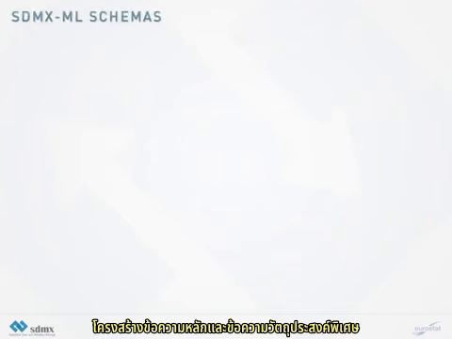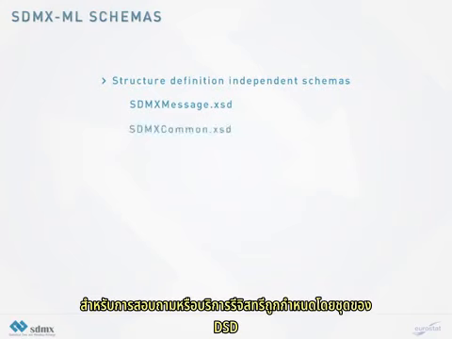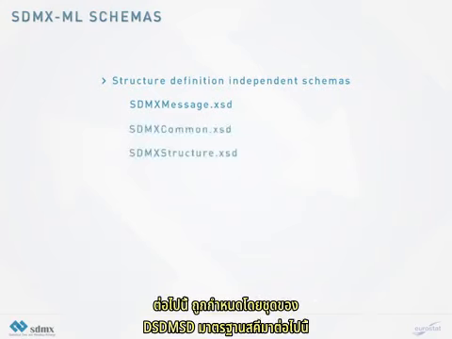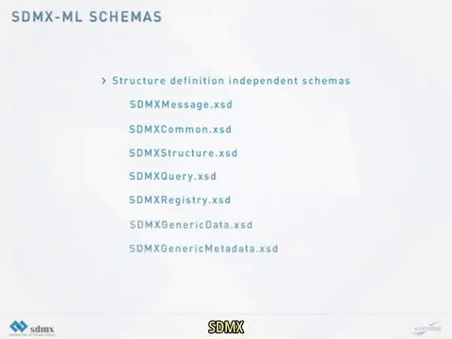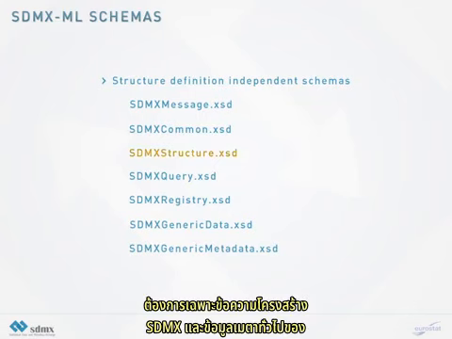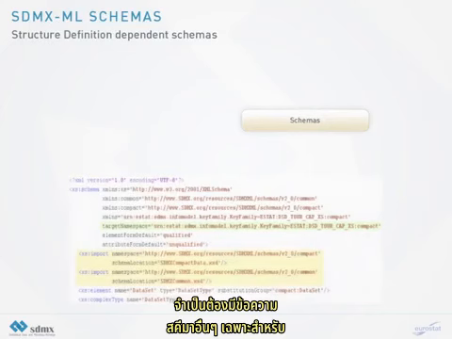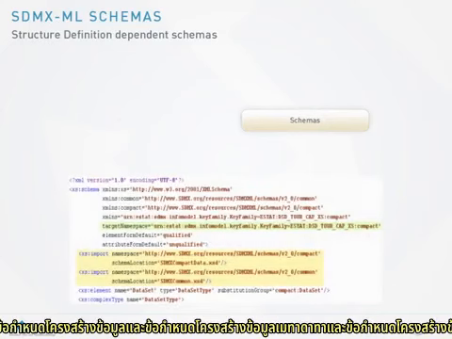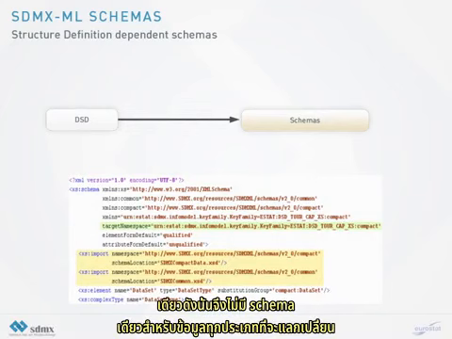The core message structures and the special purpose messages for querying or registry services are defined by the following set of DSD, MSD independent standard schemas. For generic exchange of reference metadata, only the SDMX structure message and the SDMX generic metadata message are required. Other schemas are specific to and dependent on data structure definitions and metadata structure definitions, and therefore there is no single schema for all types of data to be exchanged.